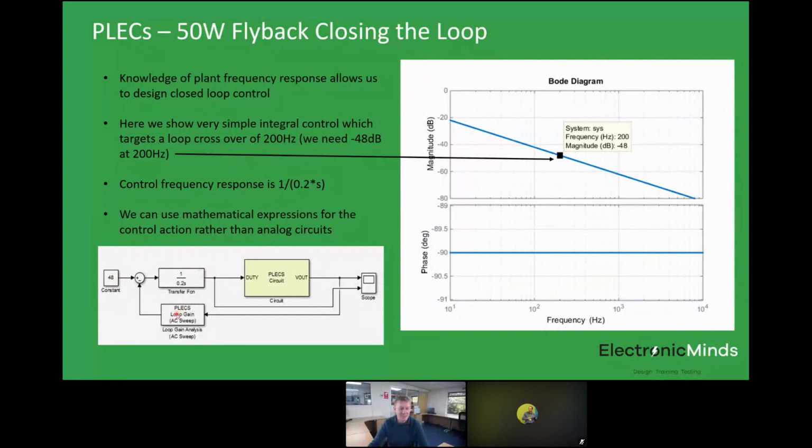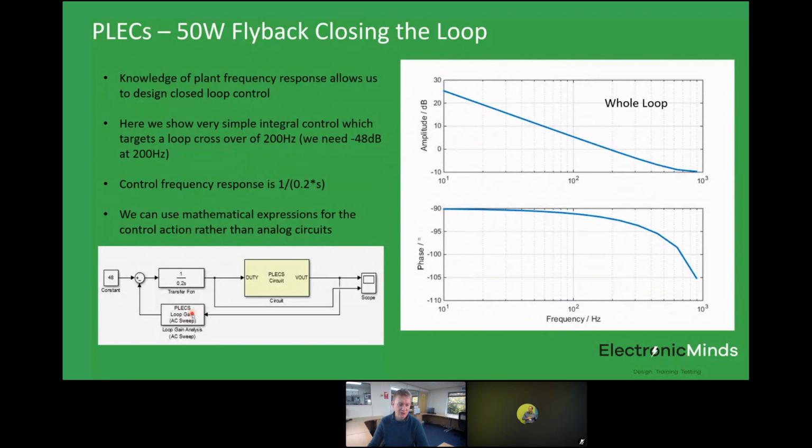This block here, the PLECS loop gain, allows us then to do the same analysis of the closed loop gain of the system in simulation. So you can check that adding that control response in is giving us a stable system. And that's what you can see here. This is the output of that simulation shown here, including the compensator response here. So if we look, with the whole loop here, you can see we're crossing now at around about 200 hertz or thereabouts, and the phase shift is fairly benign at that point. So we've got a stable system, and that's great.